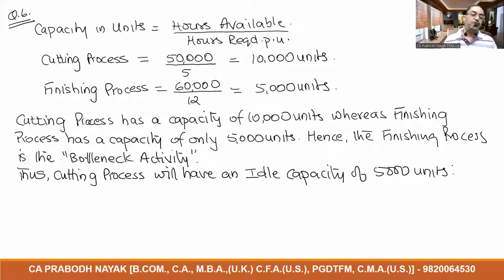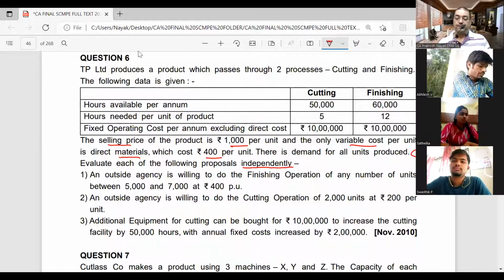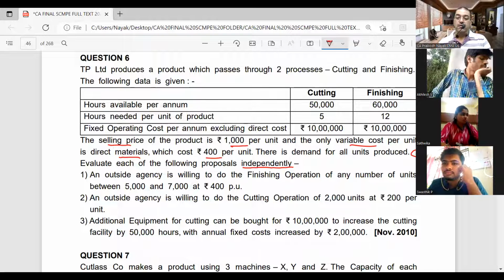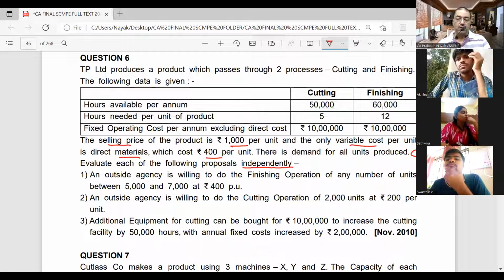Now let us take each option individually. So write down option 1. Option 1. Okay, let us see what is option 1 saying. Option 1, or proposal 1, is saying an outside agency is willing to do the finishing operation of any number of units between 5,000 and 7,000 at 400 rupees per unit.